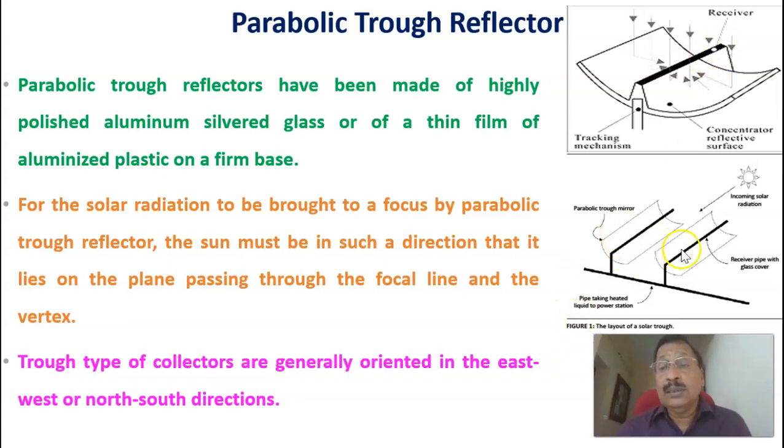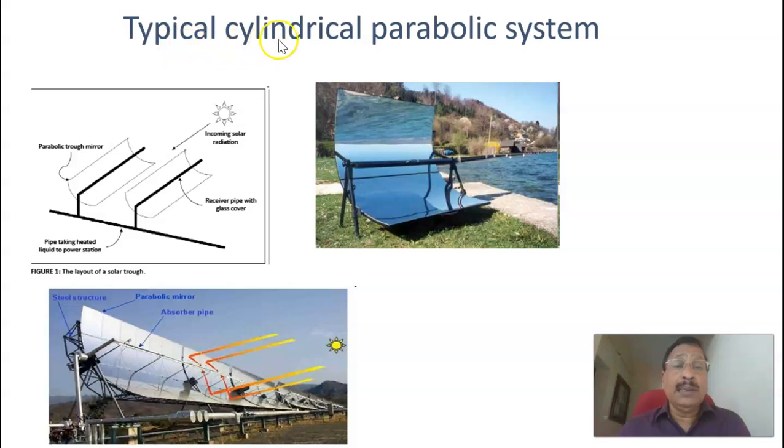A number of collectors can be connected, and each one will be focusing on its own line, and finally you can combine them in parallel like this. Therefore, that's called a parabolic trough reflector. This shows a typical cylindrical parabolic system, as we have already seen. The parabolic type of collector can be connected in parallel. Here the heat transfer fluid can be passed through, and the heat energy will be focused on this line so that it gets heated.